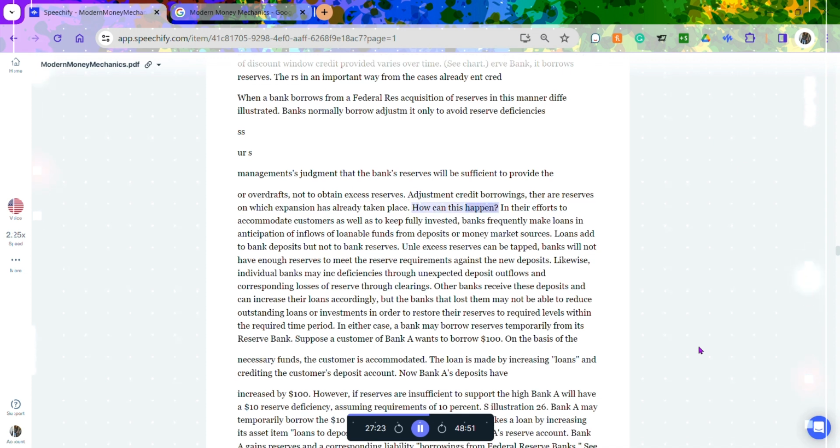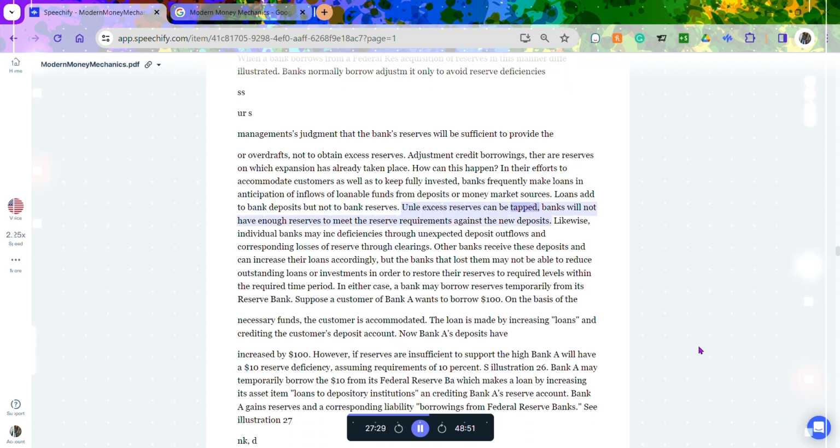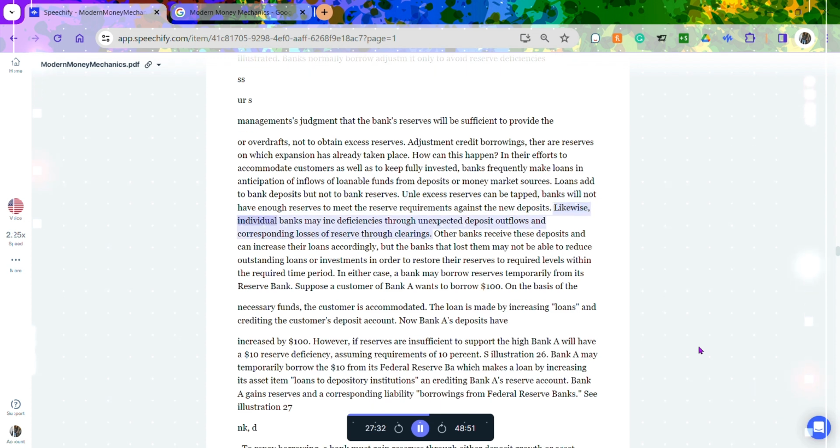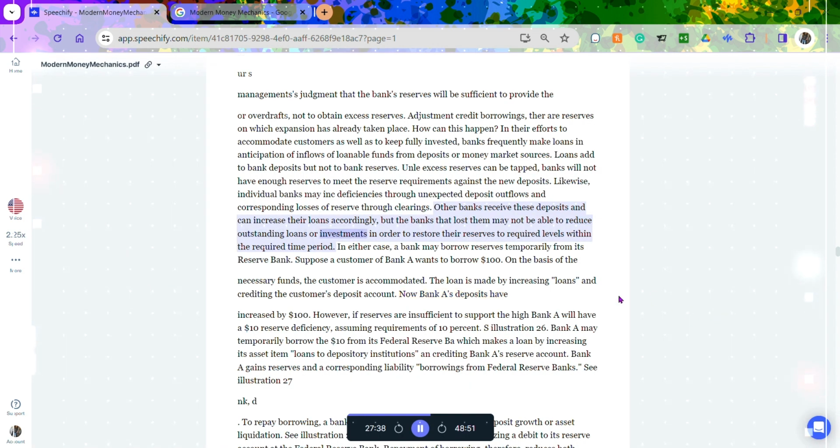How can this happen? In their efforts to accommodate customers as well as to keep fully invested, banks frequently make loans in anticipation of inflows of loanable funds from deposits or money market sources. Loans add to bank deposits but not to bank reserves. Until excess reserves can be tapped, banks will not have enough reserves to meet the reserve requirements against the new deposits. Likewise, individual banks may incur deficiencies through unexpected deposit outflows and corresponding losses of reserves through clearings. Other banks receive these deposits and can increase their loans accordingly, but the banks that lost them may not be able to reduce outstanding loans or investments in order to restore their reserves to required levels within the required time period.